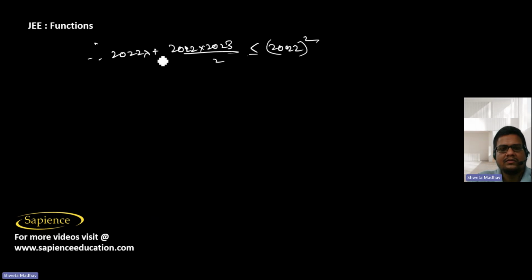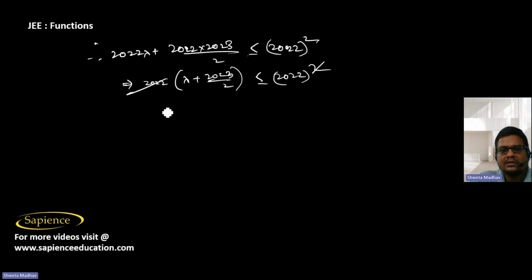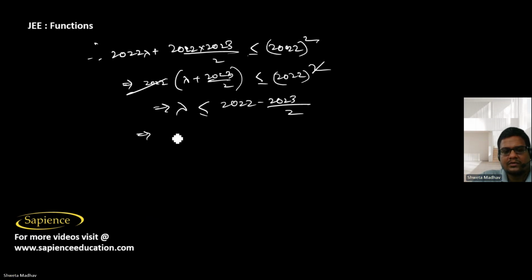So the largest value of lambda we have to find out. From here I can take 2022 common, and then I can write lambda plus 2023 divided by 2 is less than or equal to 2022 square. So 2022 we can cancel. Then lambda will be less than or equal to 2022 minus 2023 divided by 2. So lambda will be less than or equal to 2022 minus 1011.5.